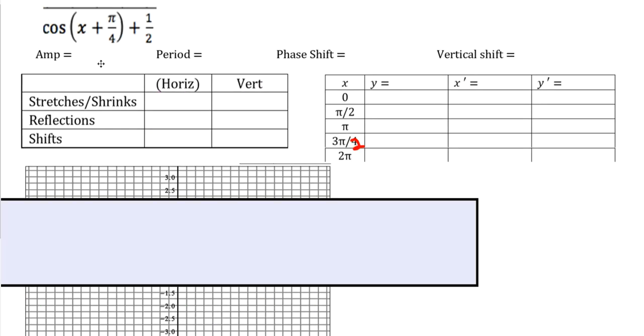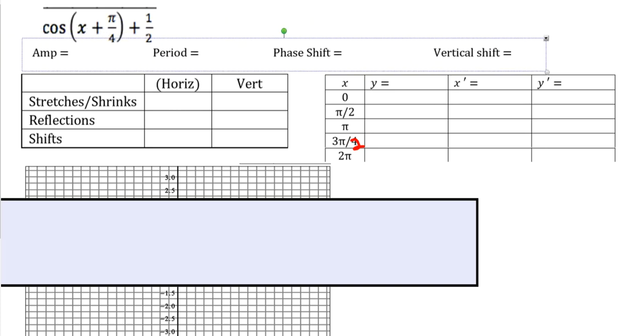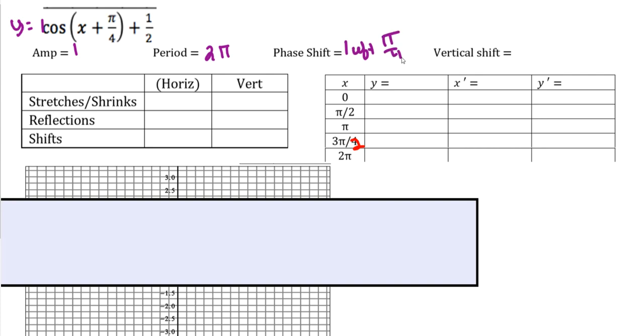So here I have cosine of parentheses x plus pi over 4, plus 1/2. So my amplitude, this is y is equal to, my amplitude is a 1. My period, it's 2 pi over b. Since b is a 1, it's going to be 2 pi. Phase shift, I am going left pi over 4. All right, pi over 4. And my vertical shift, I'm up 1/2.